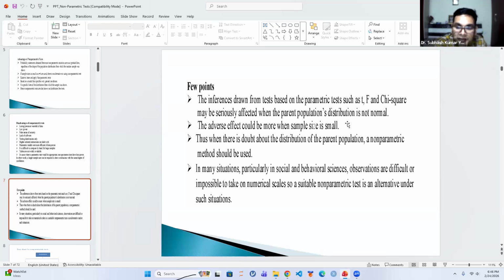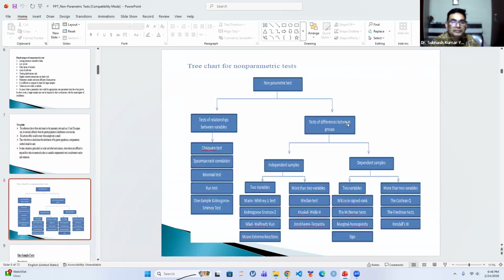So a suitable non-parametric test is an alternative under such a situation. Use the Likert scale there, get the ranks, and apply the appropriate non-parametric test. So this is the tree chart for the non-parametric tests.